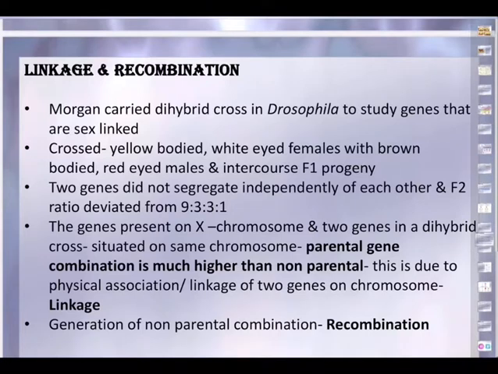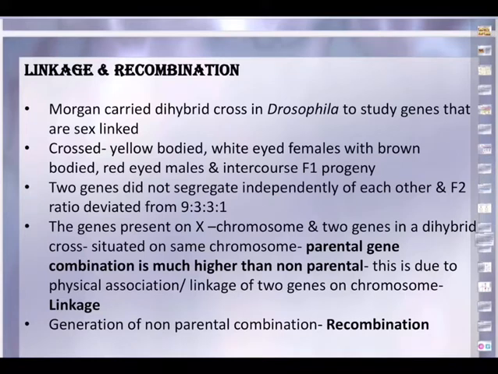So here, as we discussed in our previous session, Morgan carried out a dihybrid cross in Drosophila to study the genes that are sex-linked, and he crossed yellow-bodied and white-eyed. See here, two characters he has taken: yellow-bodied and white-eyed females with brown-bodied and red-eyed males, and the F1 generation progeny is formed. The two genes did not segregate independently.